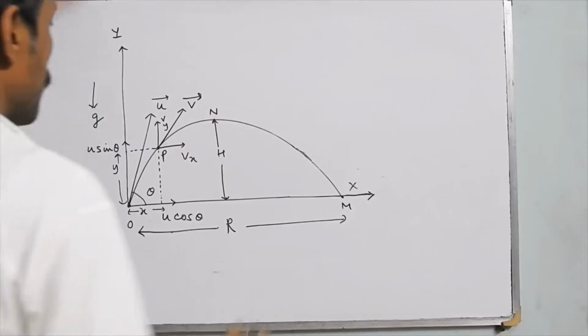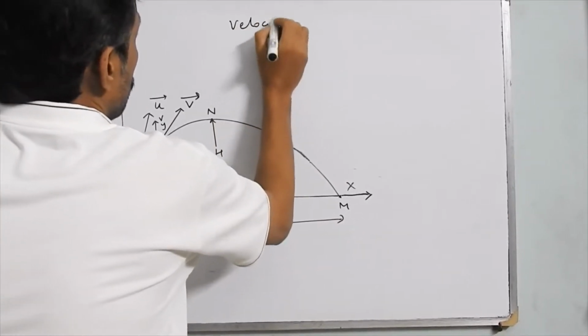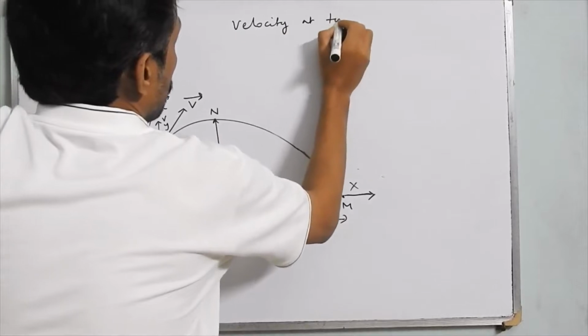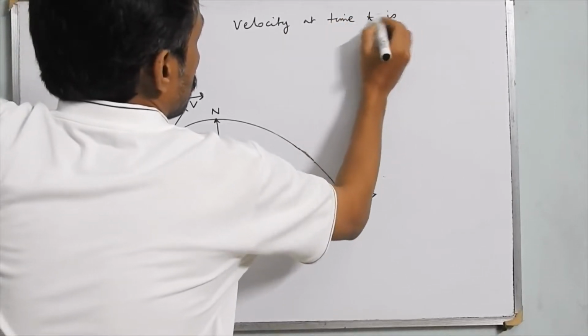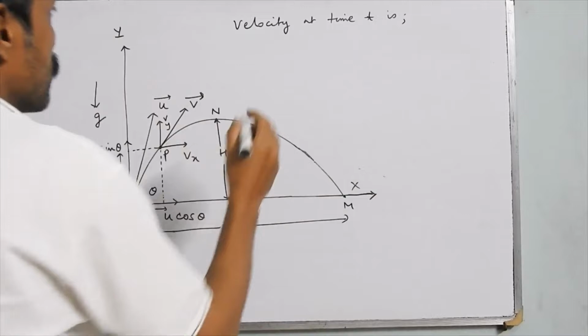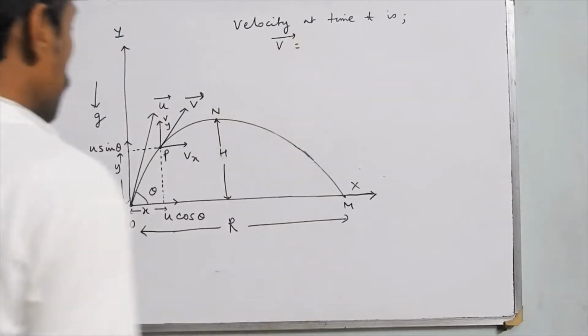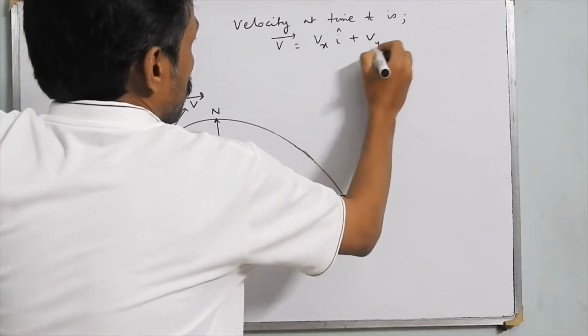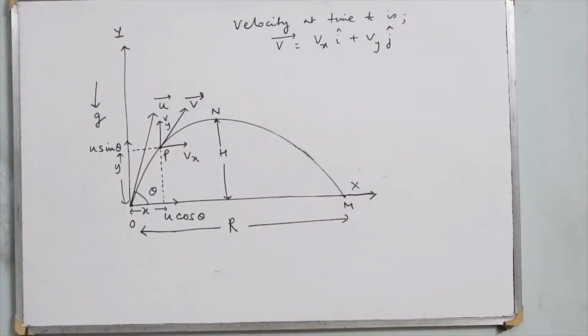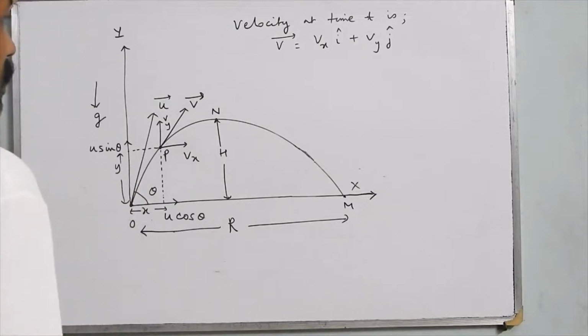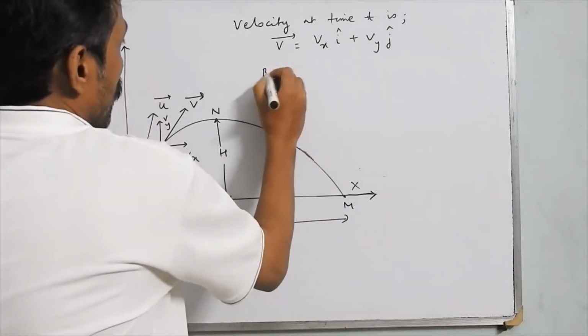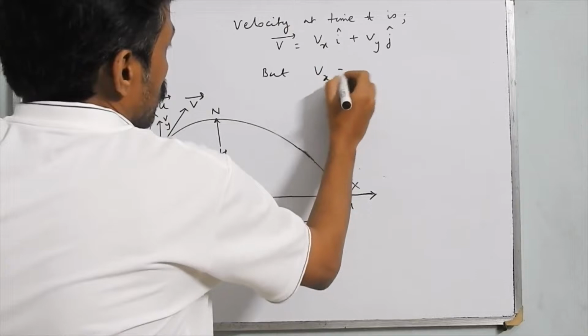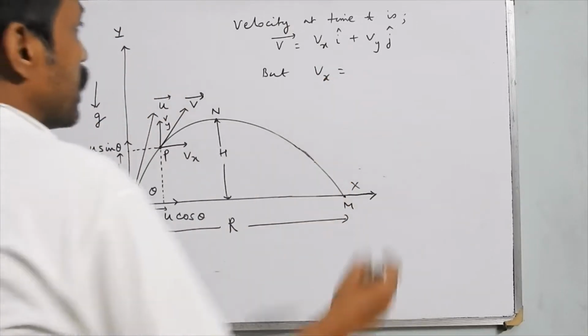So the velocity at time t is, suppose, v vector, and that can be written as Vx i hat plus Vy j hat, because we know that the unit vectors along x axis and y axis are respectively i hat and j hat. Now Vx is along the horizontal, because there is no force along the horizontal, the motion is purely uniform and it will be u cos theta.